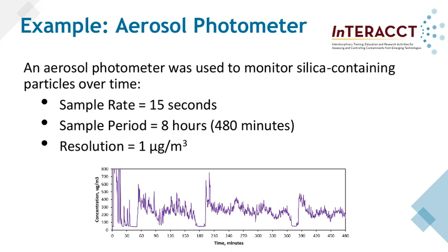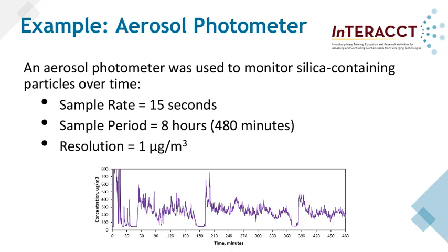Here, as another example, is output from an aerosol photometer, which reported aerosol concentrations over time while monitoring a silica-containing particle. These concentrations are shown over an 8-hour period, or 480 minutes, and the sample rate was once every 15 seconds. So you can see it's a lot noisier, so to speak, than the previous graph showing the data values taken once every 3 minutes.